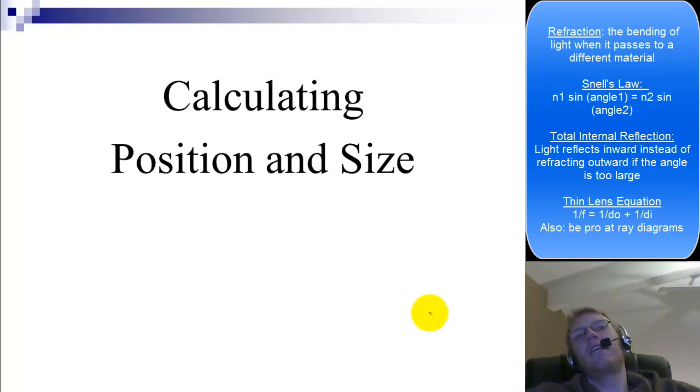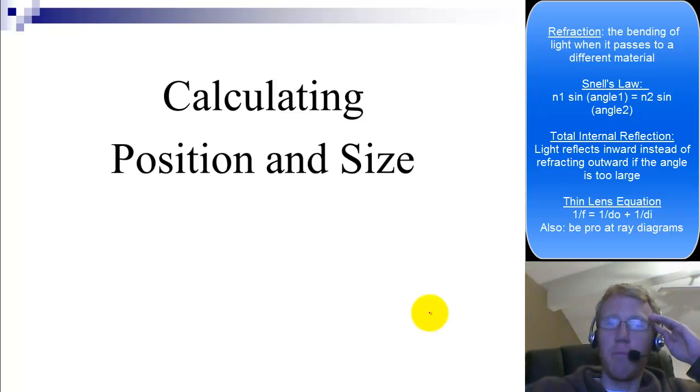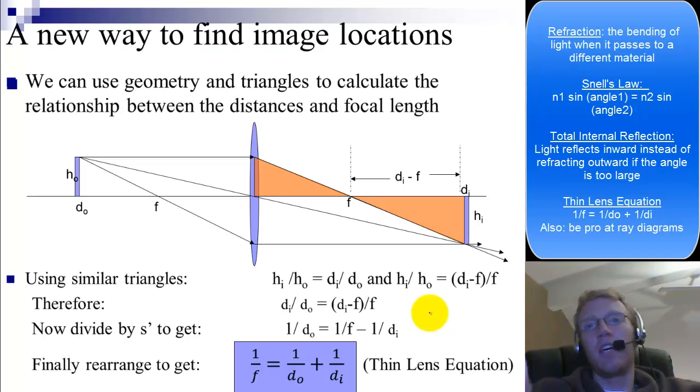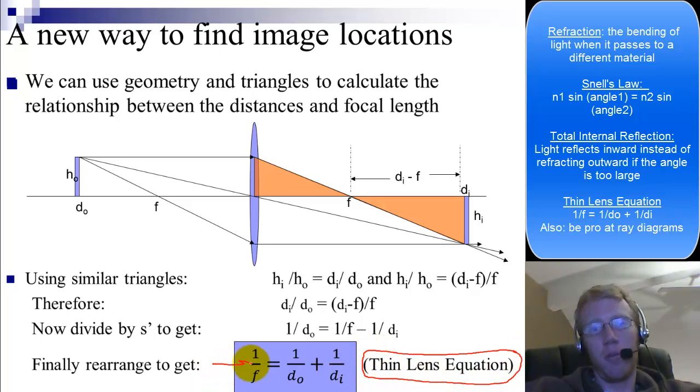All right, calculating size and position. So just like with the mirrors, we had the diagrams to draw, but then we also had a formula to calculate them. The super cool thing is the thin lens equation for lenses is exactly the same formula as the mirror equation. And that is super, super convenient. 1/f equals 1 over distance to the object plus 1 over distance to the image. What I've got right here is a geometric proof of this formula. So pause it and look at it if you want. But if you don't want to, you don't have to.